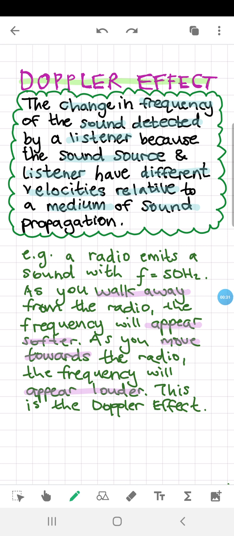So basically what this means is if a radio is emitting a sound of 50 hertz, and you run away from the radio, it is still emitting a sound with a frequency of 50 hertz. The frequency is not changing. But as you run away from the radio, the sound is going to seem softer and softer. As you run towards the radio, the sound is going to appear louder and louder. So the thing that's changing is the observed frequency. The actual frequency is the same. But the change in observed frequency, that is known as the Doppler effect.